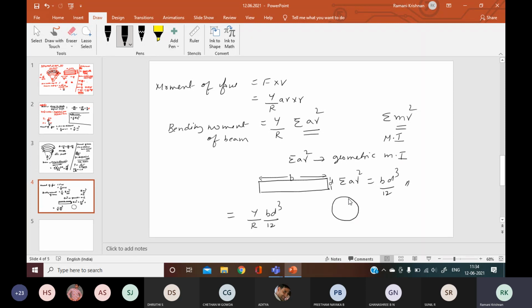If I take a circular beam of radius r, then summation of a r square is given by pi r power 4 by 4. So for a circular beam, I should write y by r, pi r power 4 by 4. So this bending moment depends on the geometric shape of the beam. Right, students? Now tell me, what is the doubt?